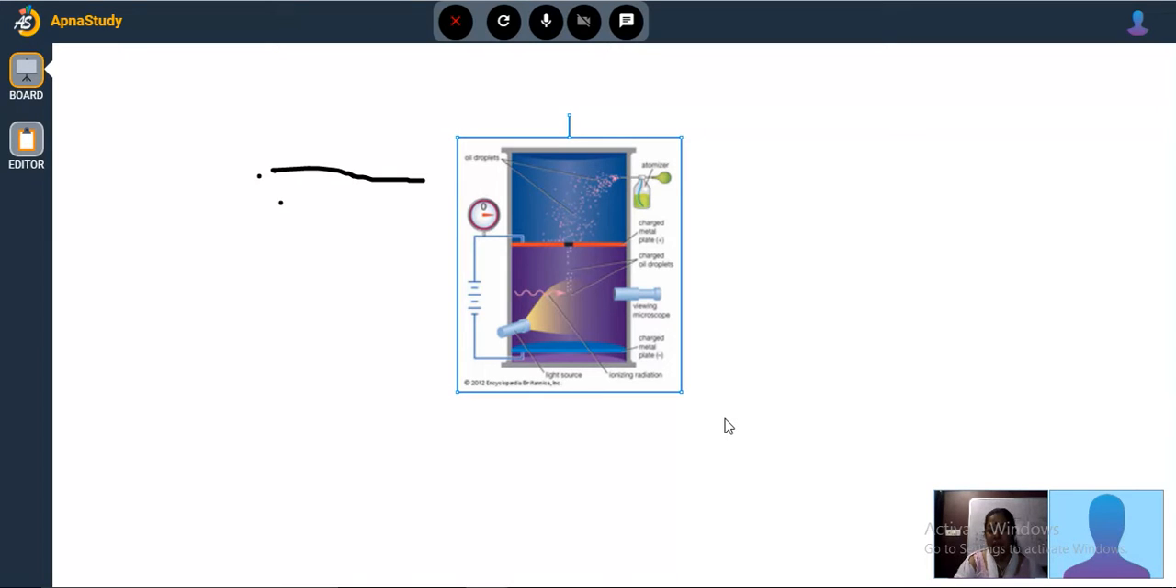Now he added X-rays. These X-rays were ionizing the gas which is already present in the steel container. When the gas was ionized, it released electrons, and the electrons charged the oil droplet with a negative charge. This was visualized with the help of a viewing microscope, and Millikan concluded the charge to mass ratio.